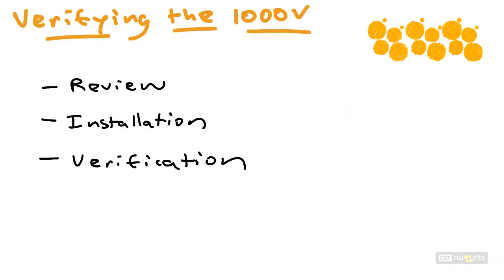So there's really three main areas that we want to take a look at here. First, I do want to do a little bit of review on the 1000V. In this nugget, let's just make sure we remember some key points from the previous nugget. Then I want to provide you an overview of installation.